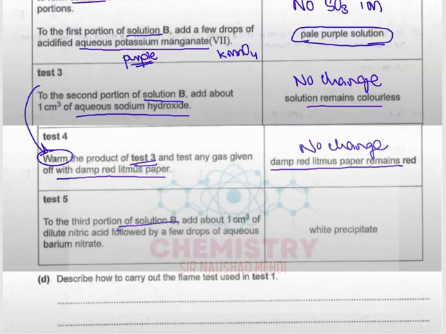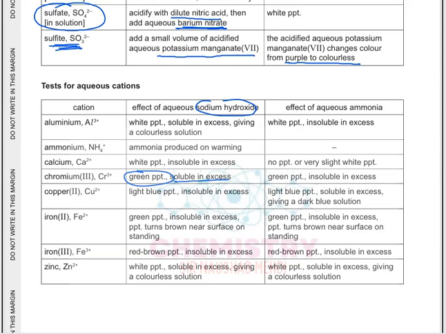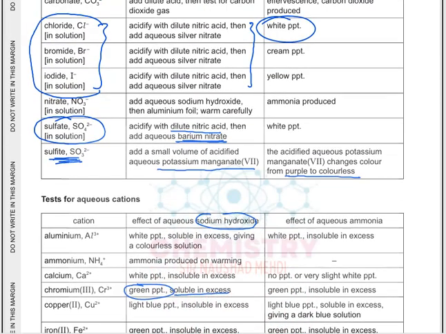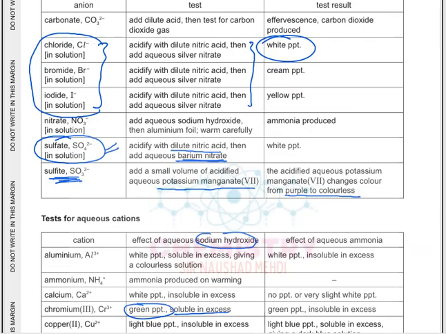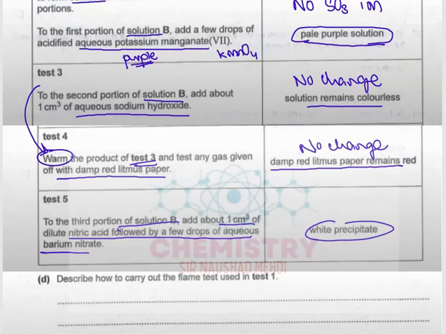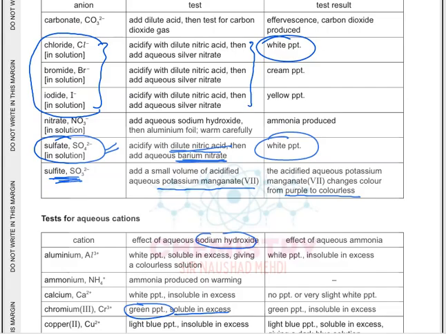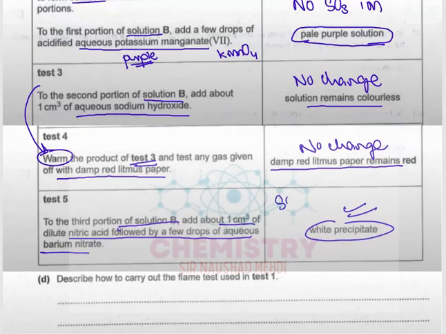In test number 5, it says to the third portion of solution B, add 1 cm³ of nitric acid followed by a few drops of aqueous barium nitrate. So a white precipitate is formed. This is the test of nitric acid followed by barium nitrate, and the white precipitate is formed, which is also given in the question. So it means that the sulfate ion is present. We can make the conclusion here: sulfate ion is present.